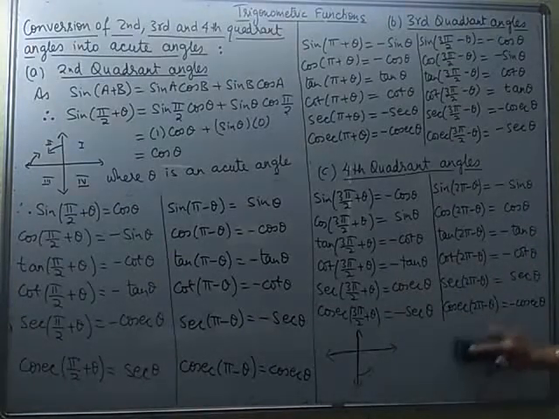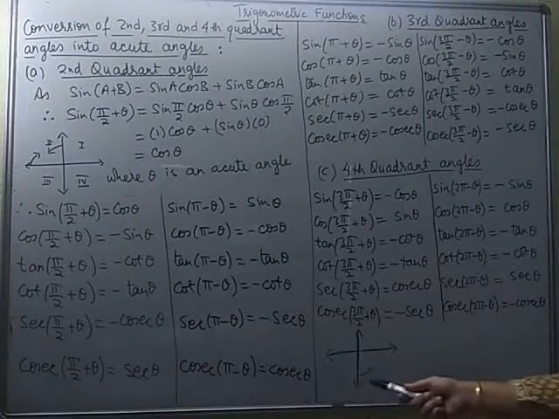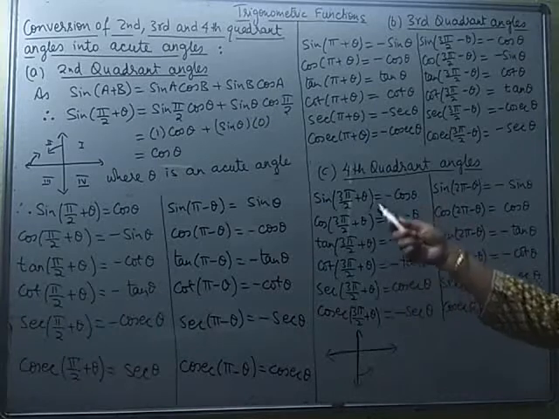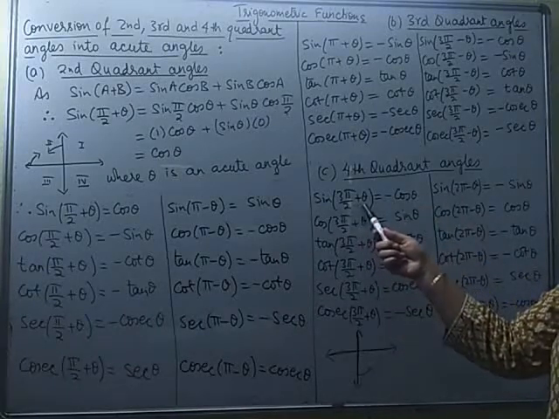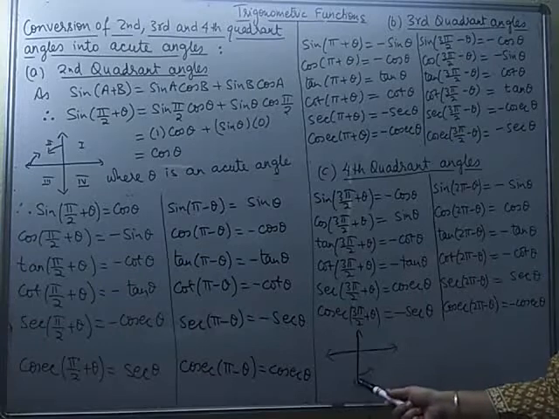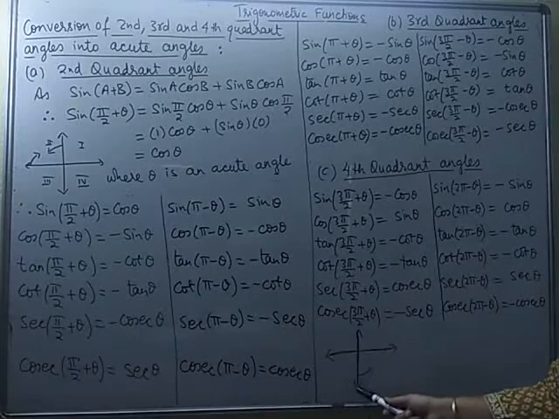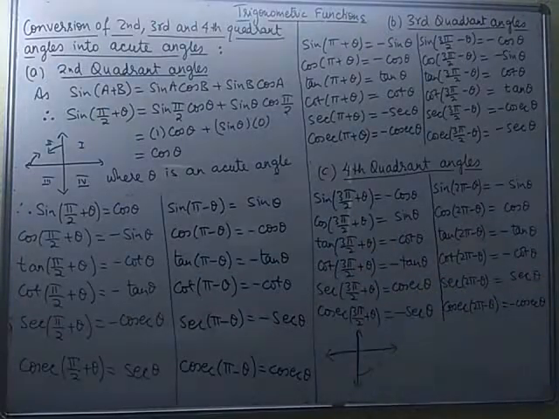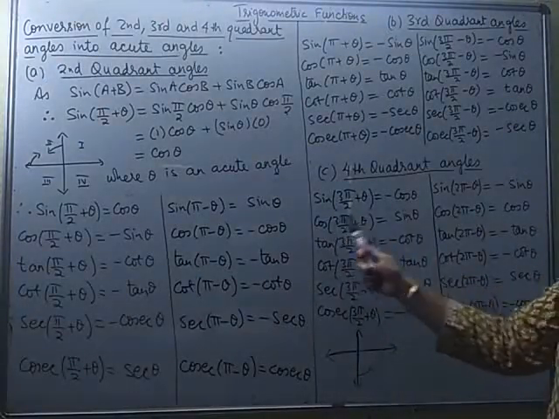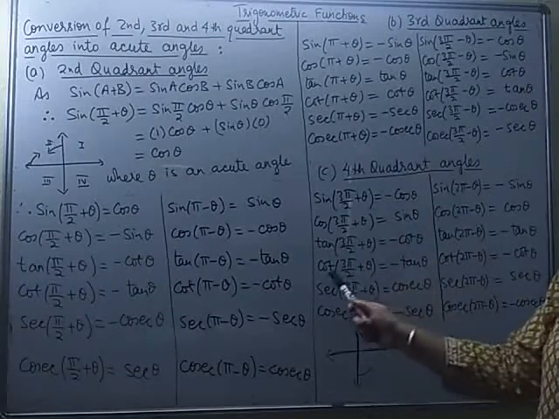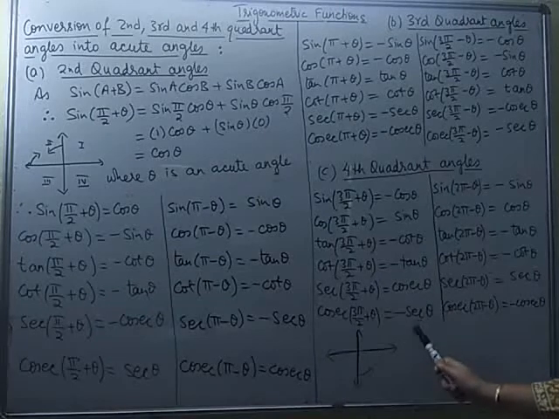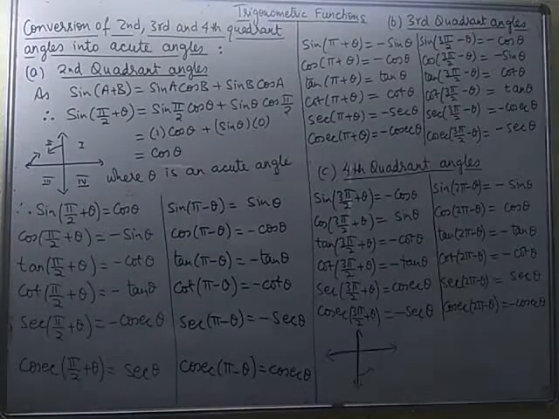You only have to keep in mind whether the angle about which you are taking the change is along the vertical line or along the horizontal line. Look at this part. All are written as the sum of 3 pi by 2 and theta. 3 pi by 2 is an angle along the vertical line. So what is going to happen? All these functions are going to change. Sine becomes cos, cos becomes sine, tan will become cot, cot will become tan, sec will become cosec, cosec will become sec.